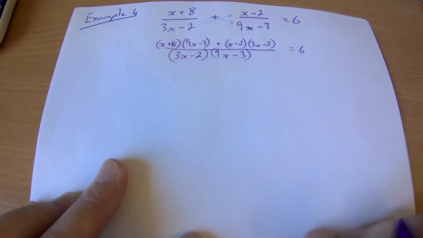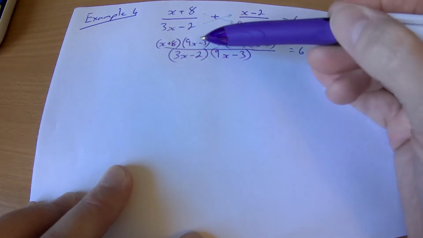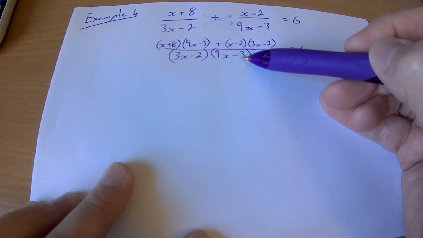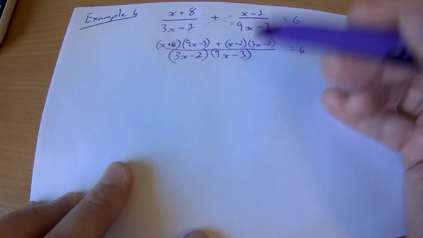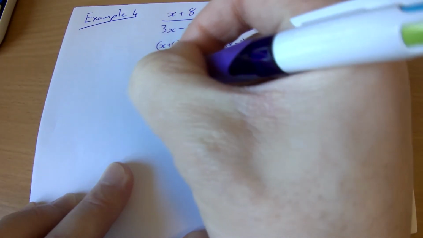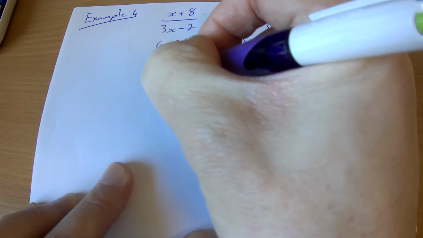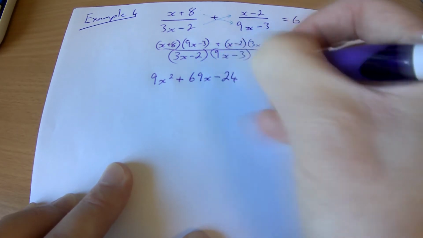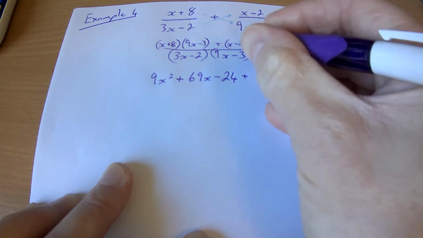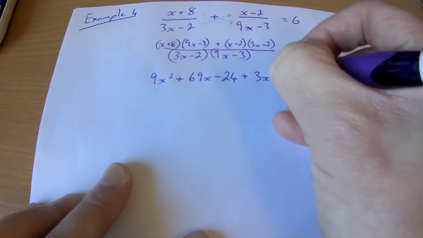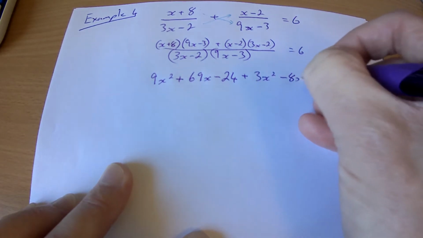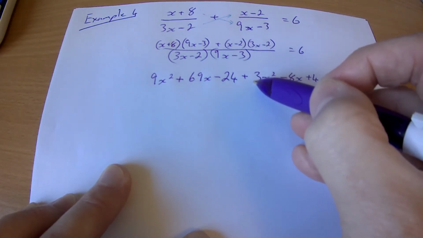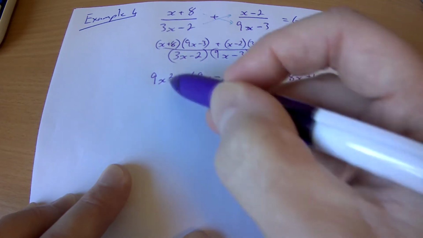Okay, looks a bit complicated just now, but that's okay. So all we're going to do is multiply out both of these sets of brackets, and we'll also multiply the denominator as well to get that. So that ends up as 9x squared plus 69x minus 24 plus, and then this one is 3x squared minus 8x plus 4. Okay, I've missed a step or two in there, but this part here is this bracket here, and this part here is these brackets here.